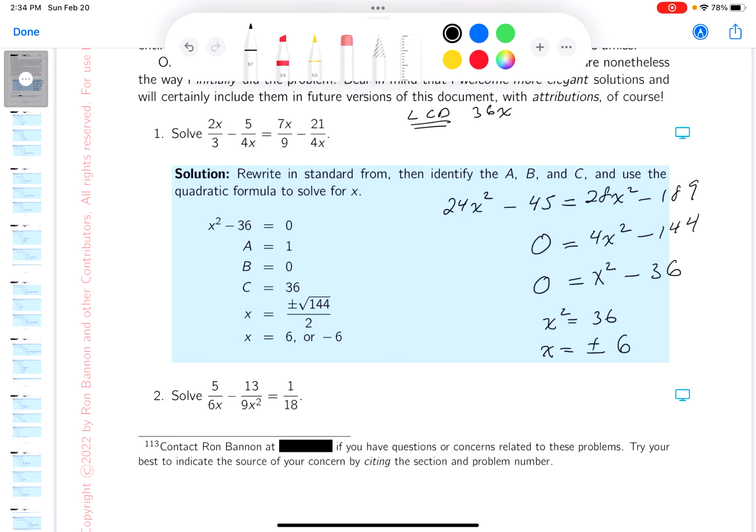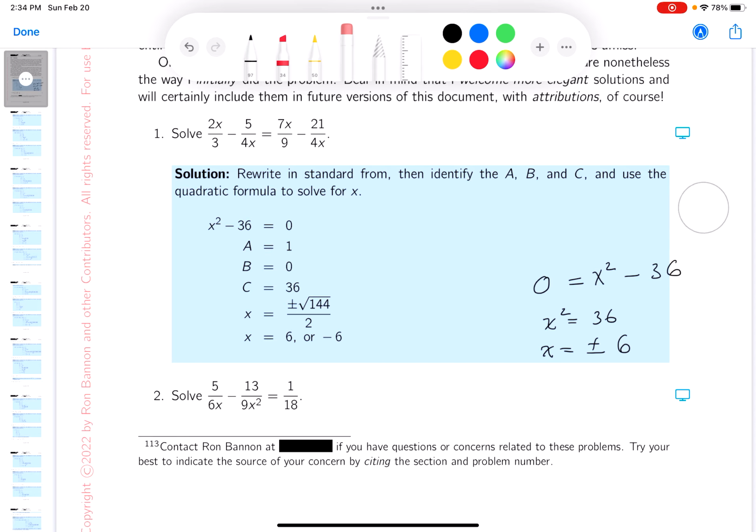There's two answers there. All right, so I want to tell you what the goal is here. The goal is simplification. That's probably going to take the most amount of time in the problem. After you simplify, your goal is to get the answer, which is x equals plus or minus 6.